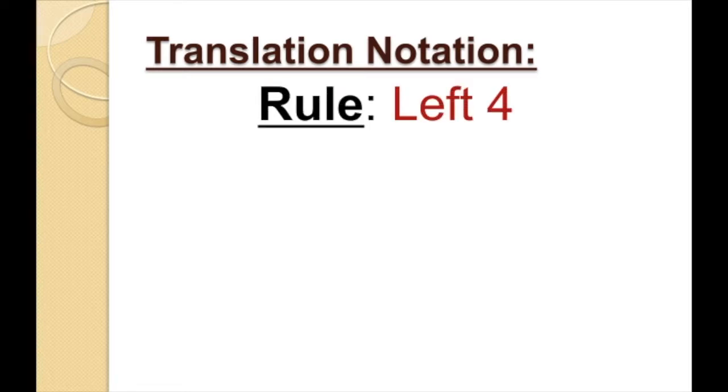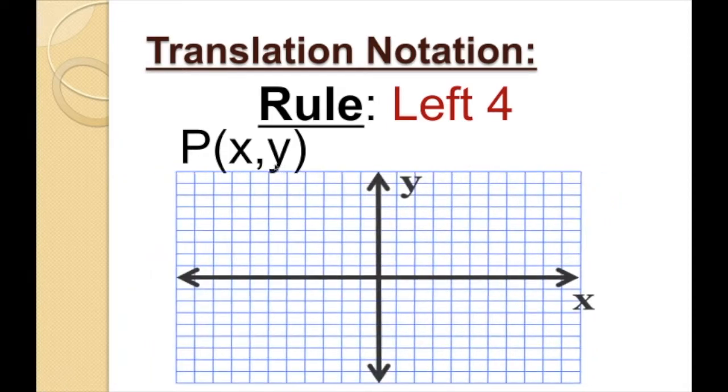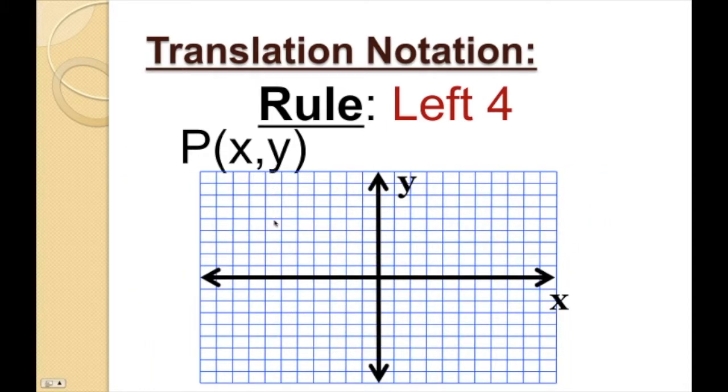So translation notation, what does it look like whenever we're translating a figure or point? The rule says left 4. Let's say we're starting off with the point P with the X coordinate here and the Y coordinate here. Let's look at an XY coordinate plane. Here's our XY coordinate plane. Well, our P prime is going to be what? If the rule says left 4, how do you think that's going to affect our coordinates for point P? What is P prime going to become?